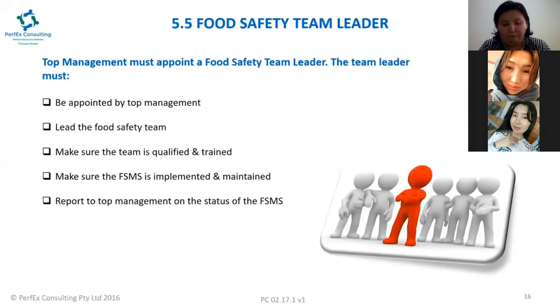Top management must appoint a food safety team leader. The food safety team leader must lead the food safety team, make sure the team is qualified and trained, make sure the food safety management system is implemented and maintained, and report the status of the food safety management system to top management.